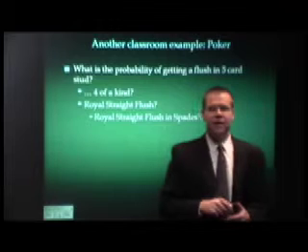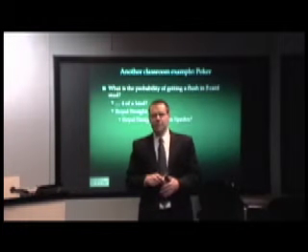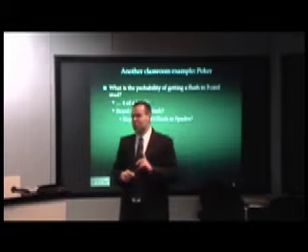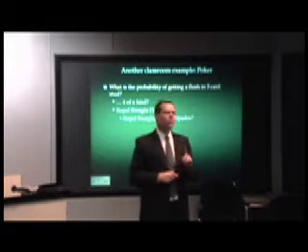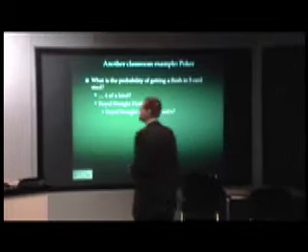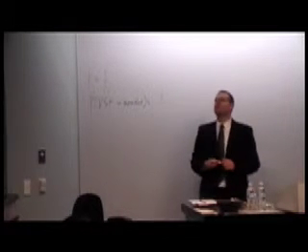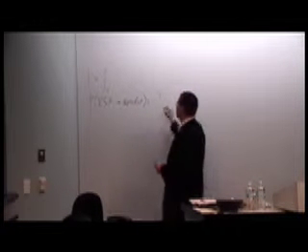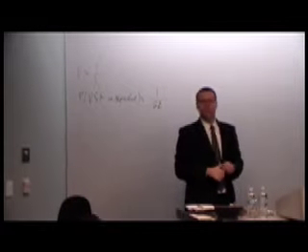So how many such hands are there in poker? There's only one. Royal straight flush in spades. There's just one. So in order for us to calculate the probability of getting a royal straight flush in spades, what do we need? If every hand is equal to 1, we have 1 over what? 52. So you're telling me that the probability of getting a royal straight flush in spades is 1 over 52?